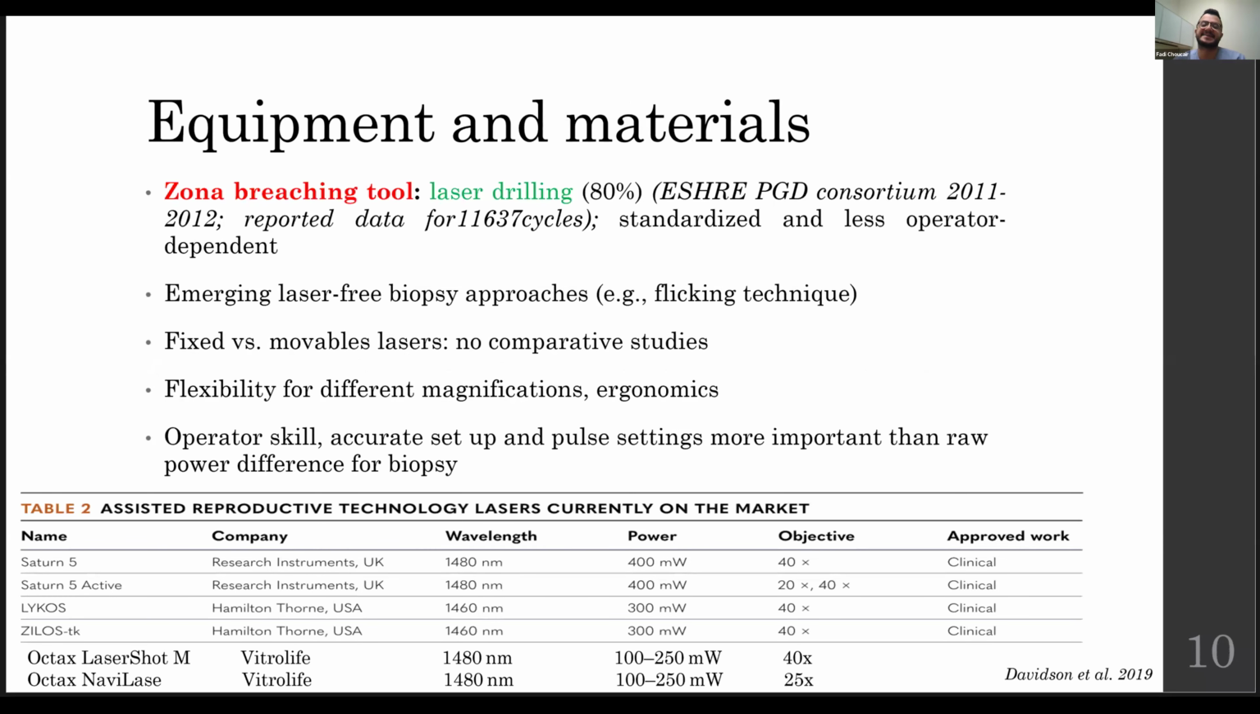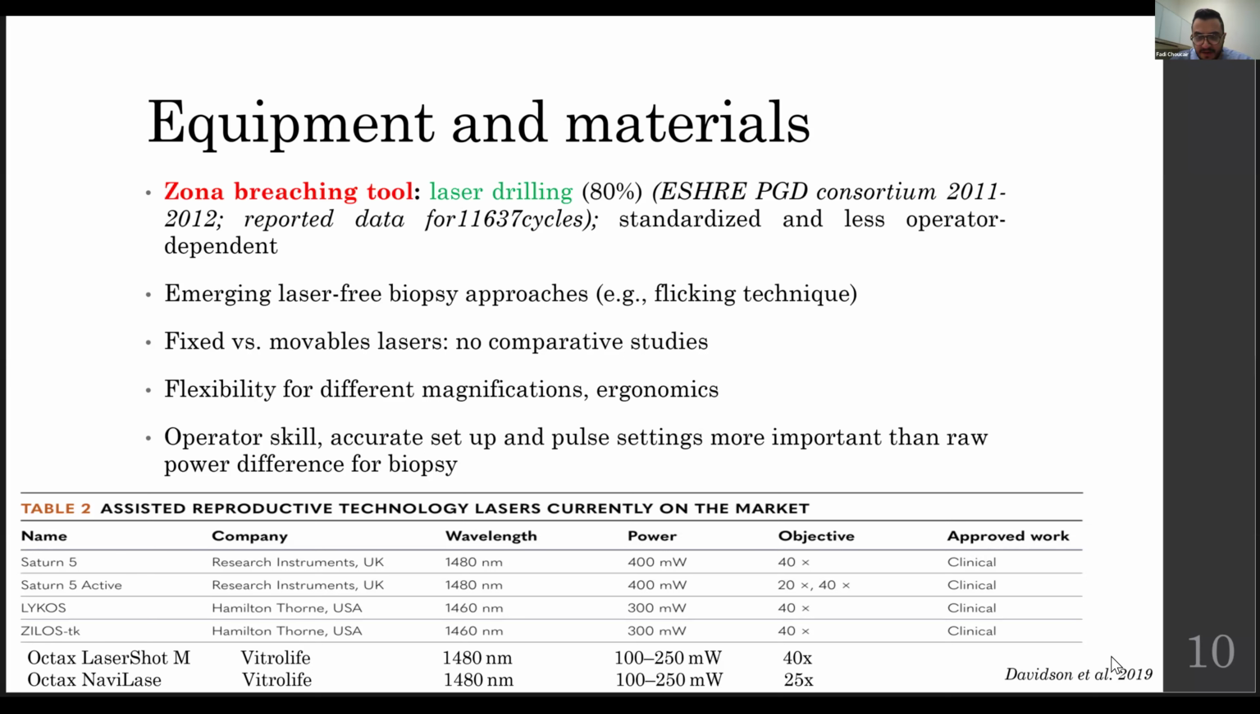So following infrastructure, the next essential consideration is the equipment and materials used for trophectoderm biopsy. Zona breaching, the first one, is the zona breaching tool. Commonly now, in current practice, we use a laser. Laser-assisted zona drilling remains the most commonly used method, applied in approximately 80% of cycles according to the ESHRE consortium data. This approach is widely adopted due to its standardization and reduced operator dependence. Emergence of laser-free techniques such as the flicking method is gaining interest, but they remain less commonly used.